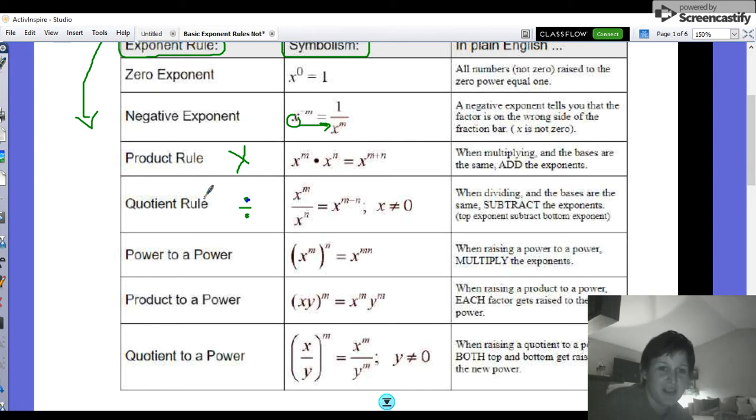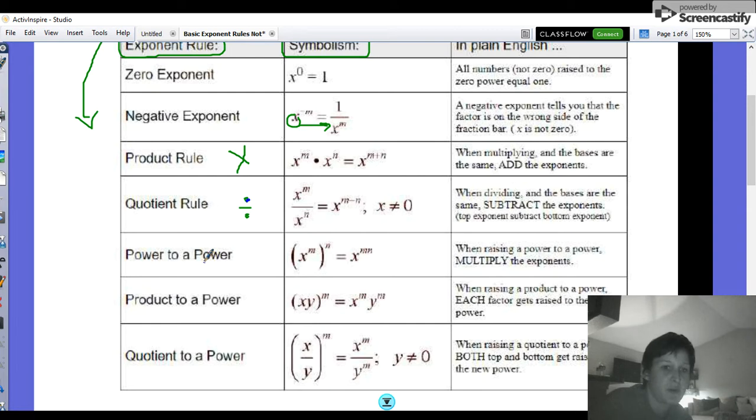Quotient rule. Quotient means dividing. If we're dividing and the bases are the same, then we're going to subtract from top to bottom. So I have here the example, the bases are the same, so I'm just going to do m minus n, and we'll look at some examples in a minute.